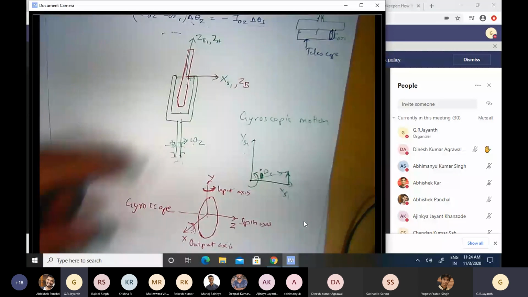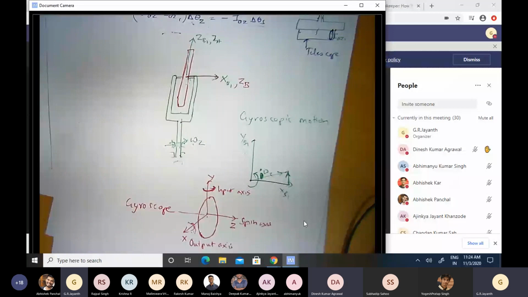Dinesh Kumar Agarwal has a question. Yes, sir. This input axis, suppose we rotate this wheel with a constant angular velocity. So we will get an output axis. What will be the output? Suppose this is rotating with constant angular velocity about the spinning axis, and the same in the y-axis also, constant angular velocity is there. Then what will be our output, sir?